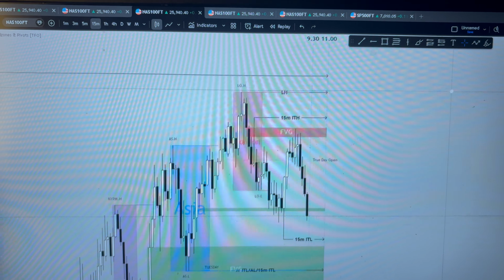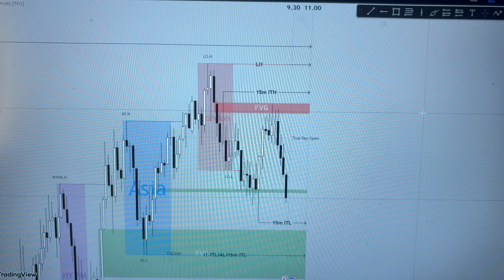So yeah, this is pretty much my bias for today, and market opens in 2 minutes. So let's see what happens. I will see you all after I take a trade, or maybe not take a trade.